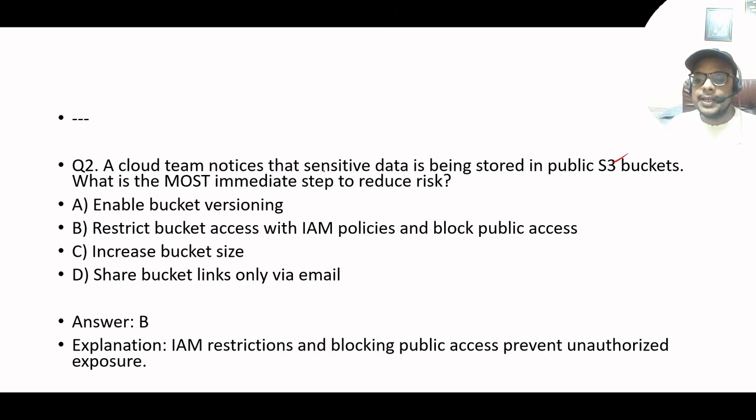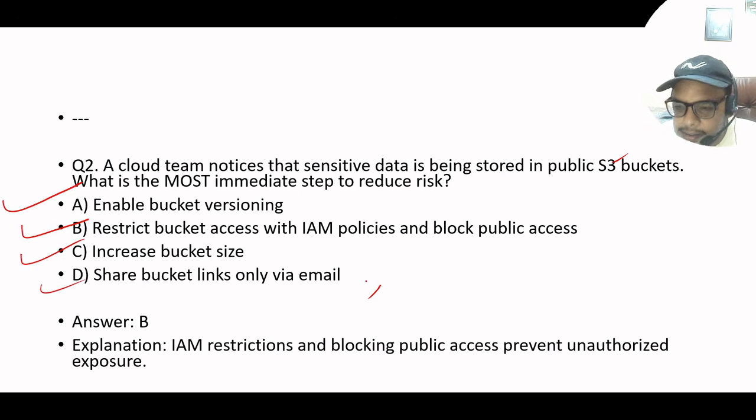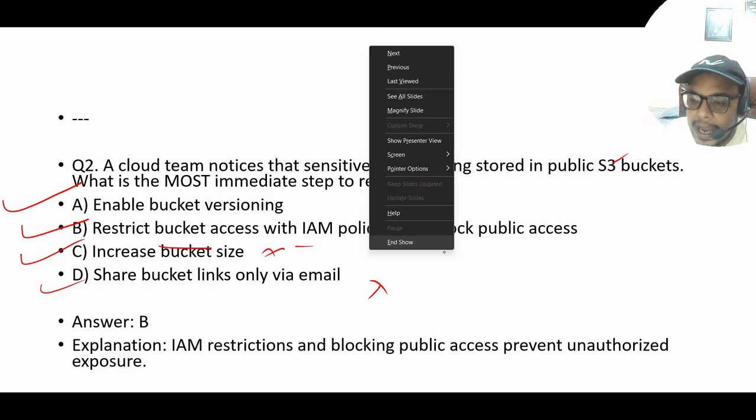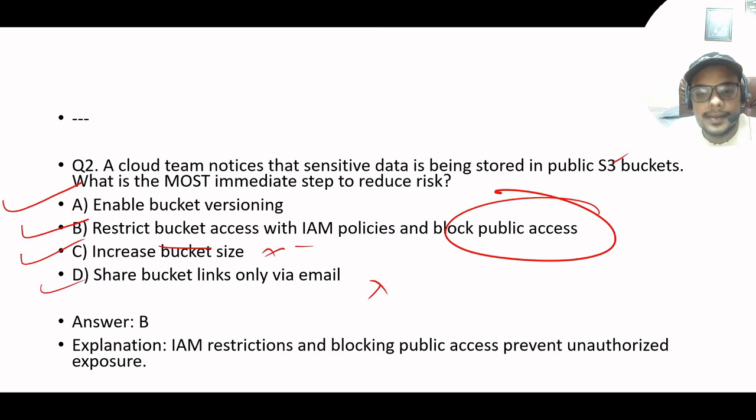A cloud team notices that sensitive data is being stored in public S3 buckets. What is the most immediate step for reducing risk? Enable bucket versioning, restrict bucket access with IAM policies and block public access, increase bucket size, share bucket links only via mail. Some of these are not the solution. But if we restrict the bucket access with IAM policies and block the public access, that's how we can secure it, right? So this option will be right.